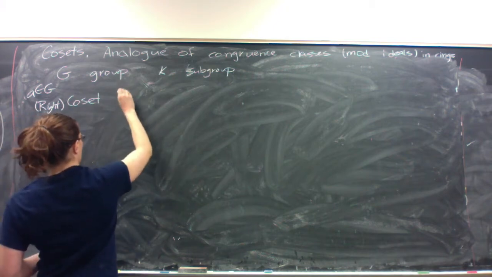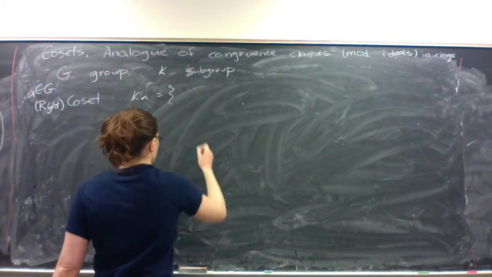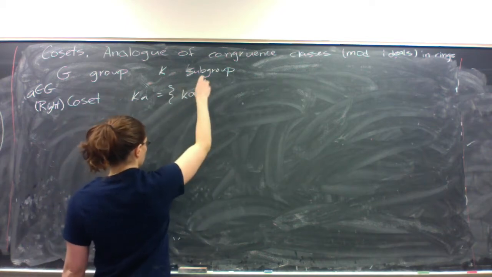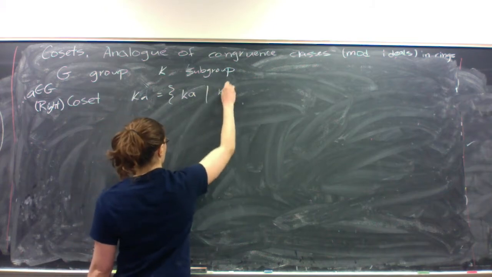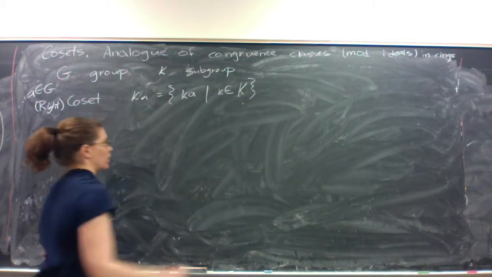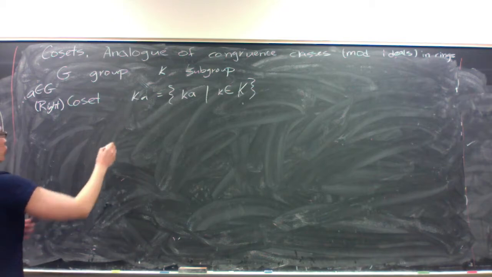is a right coset Ka is defined to be the set of elements of the form K times A, where K is in the subgroup K. Okay, so this is the definition. It's what's written on your adventure sheet. But I like to think of this more visually.